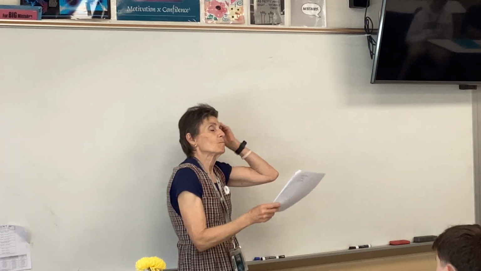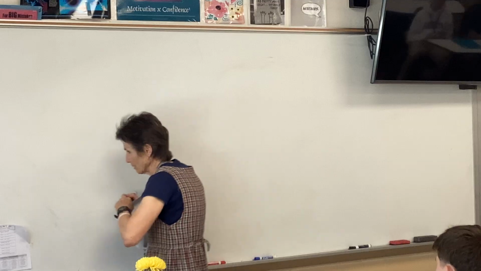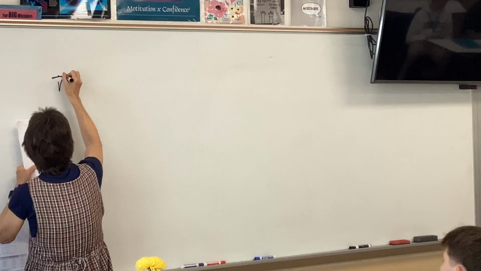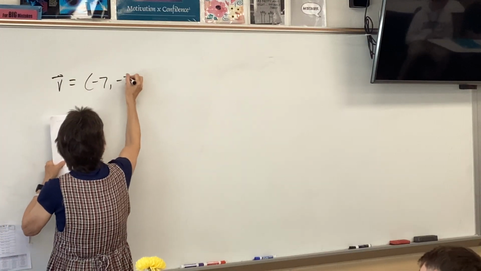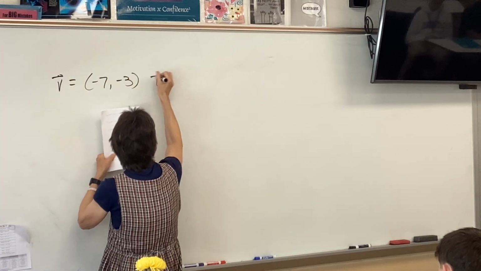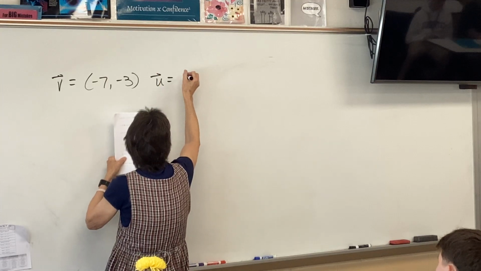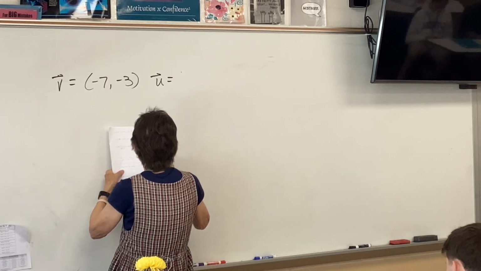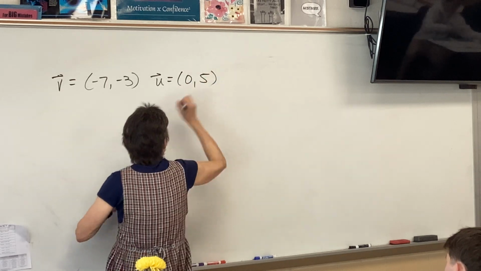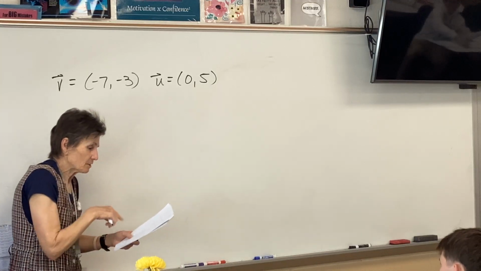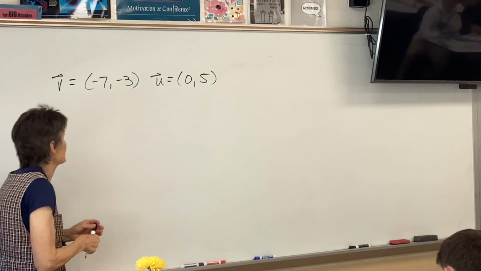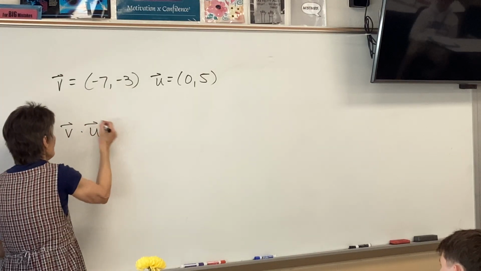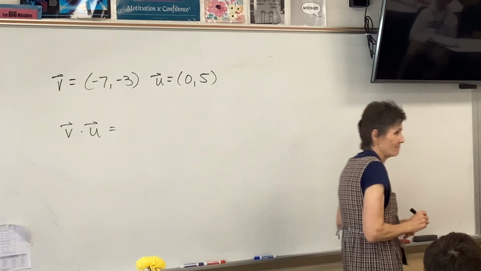Alright, so last time we were together, we talked about having a couple of vectors, and we talked about adding them together and multiplying them by a number. So you can look back at your notes and see how we did that. It was really, really easy. Well, it turns out that there are two ways to multiply vectors.